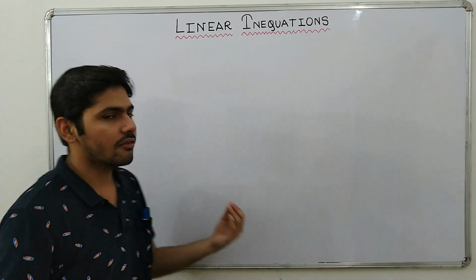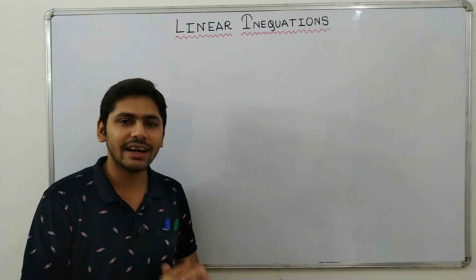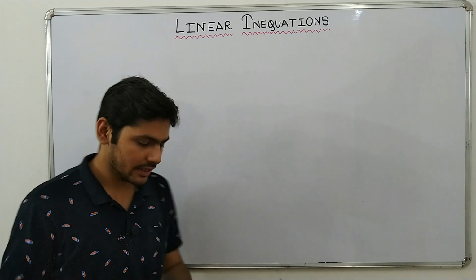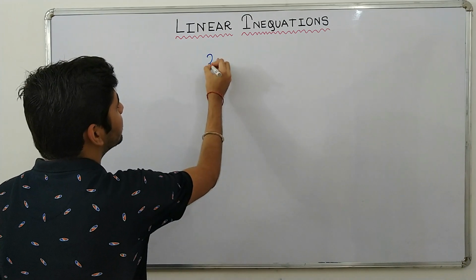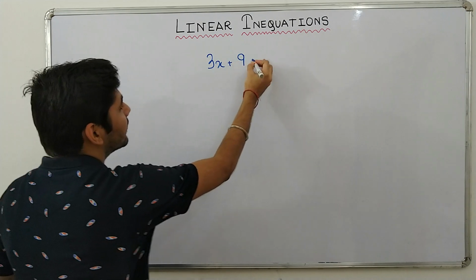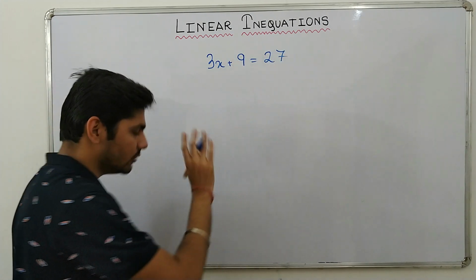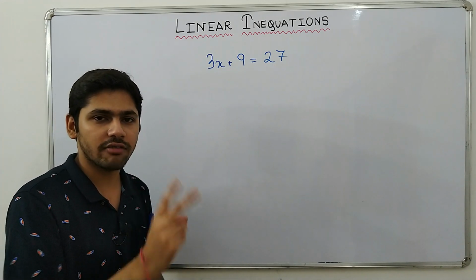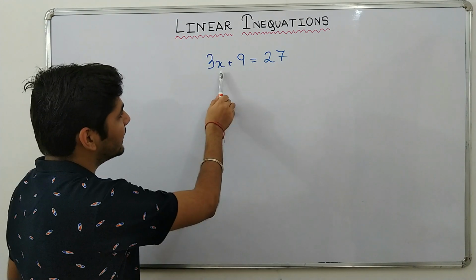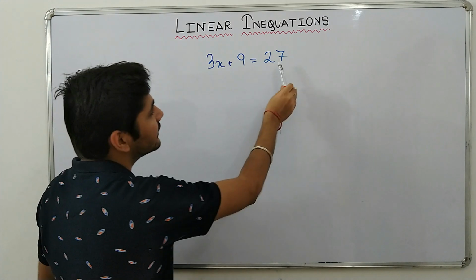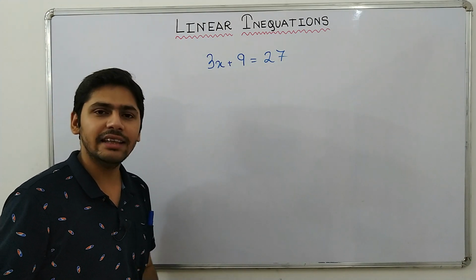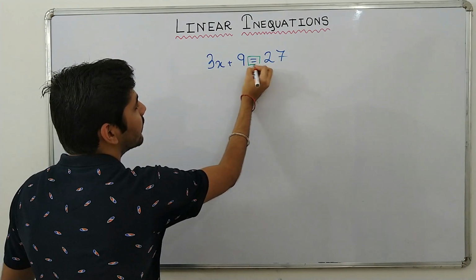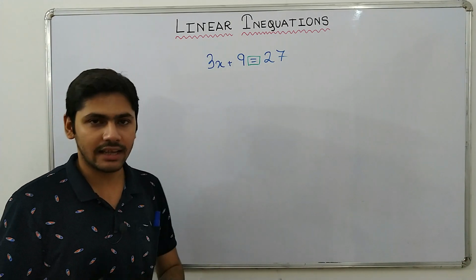Linear inequations. First of all, a little introduction and what a linear inequation is. Now I hope you guys know what a linear equation is. Say we have the equation 3x plus 9 is equal to 27. Now this equation is a linear equation and we know that there are two sides of a linear equation. We have the left hand side, the LHS, and then we have the right hand side, the RHS, and in between we have an equal to sign over here, which is also called an equality sign.